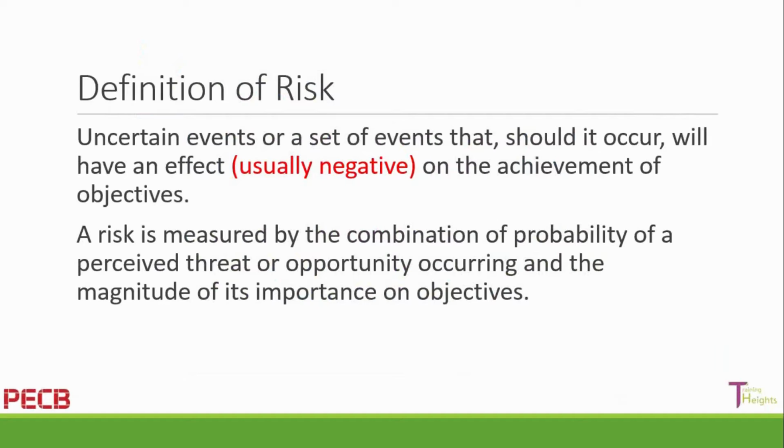So it's measured by a combination of probability of a perceived threat. Now note that it says probability because risk management is really meant to be scientific, so to speak. Not just the possibility of something happening, it's also around the probability of something happening. So you can see that it says probability of the perceived threat or opportunity occurring and the magnitude of its importance on objective. So these are directly out of the MOR methodology and it speaks about risk management.